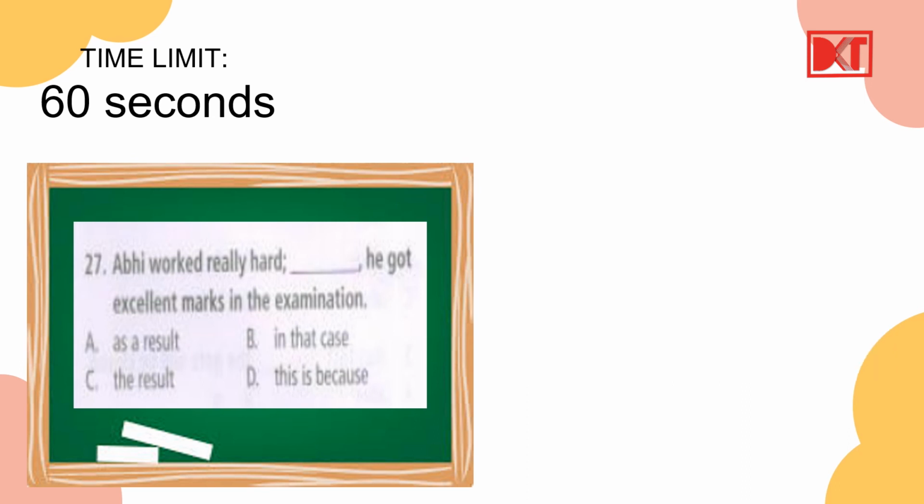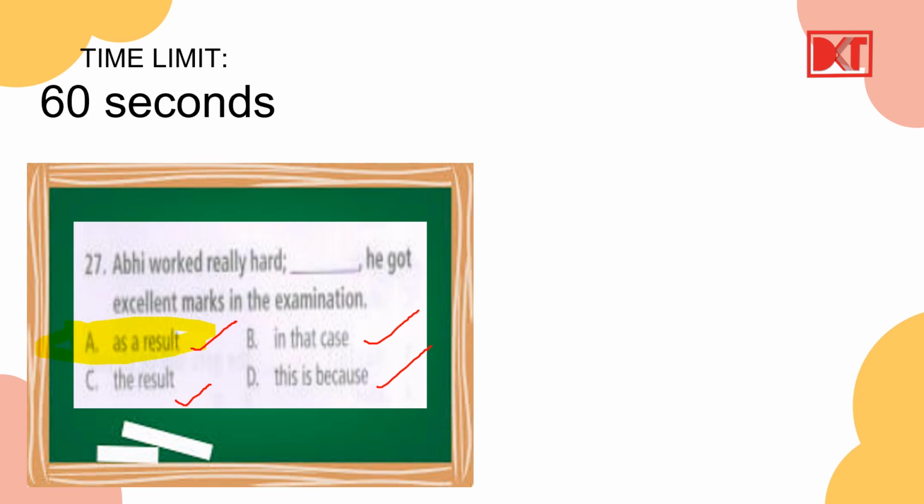Abhi worked really hard dash he got excellent marks in the examination. As a result, he got excellent marks. In that case, he got excellent marks. The result, he got excellent marks. So this is because he got excellent marks. Now here, the correct answer is as a result, he got excellent marks.